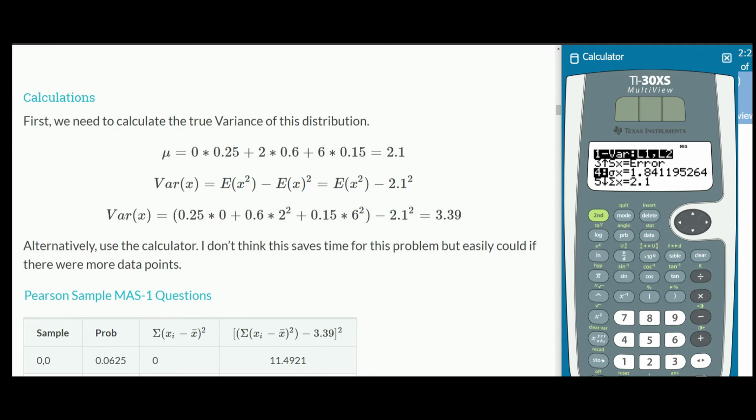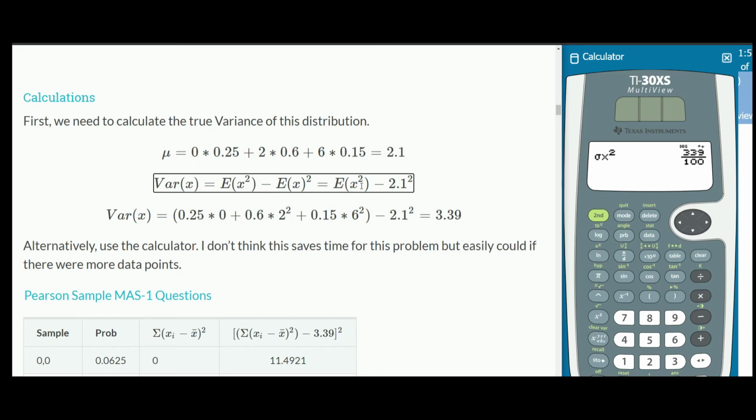So let's go ahead and second quit, second stats, stat var. Normally I just write it down because it's faster. So that to the power of 2 gets us our 3.39. So again, just showing you there are multiple ways of calculating variance, and if you have more than 3 observations, it might be faster to do it using your calculator. So just want to walk through how we go about doing that.